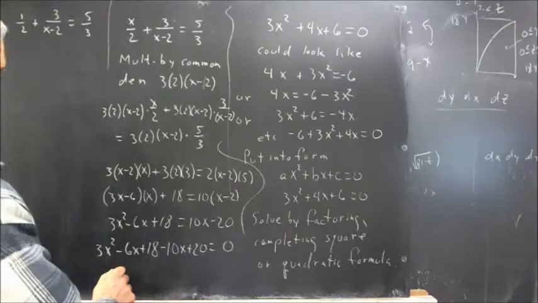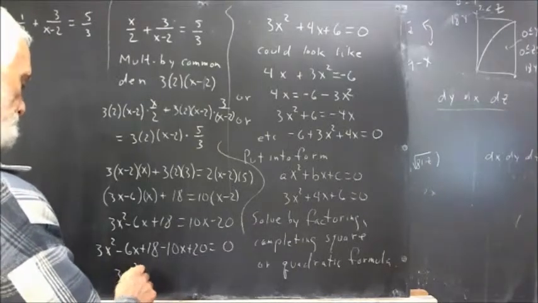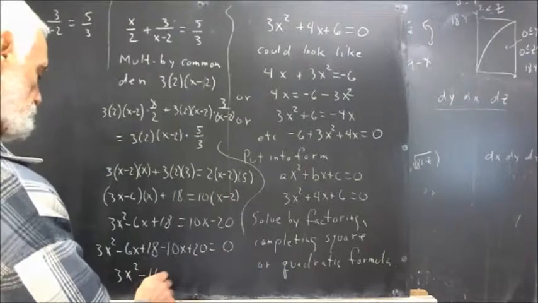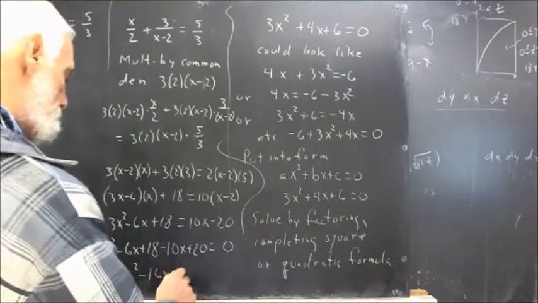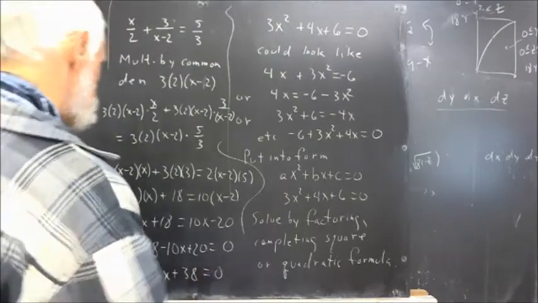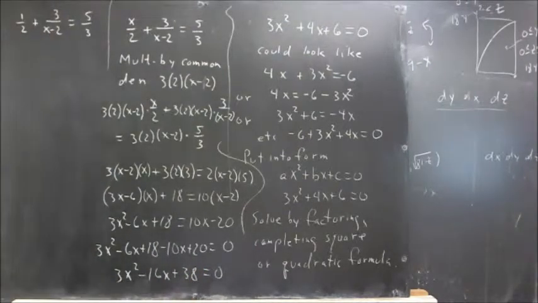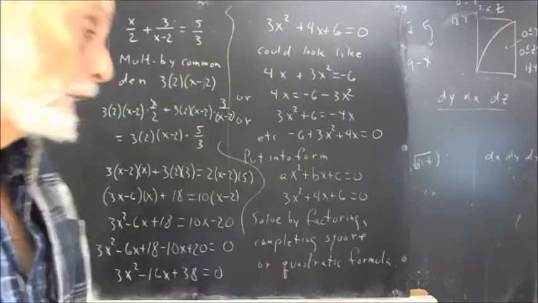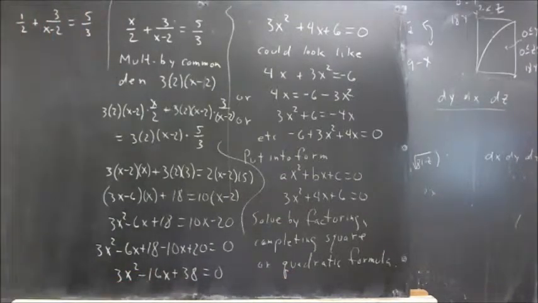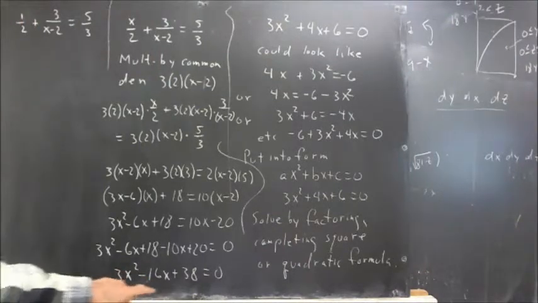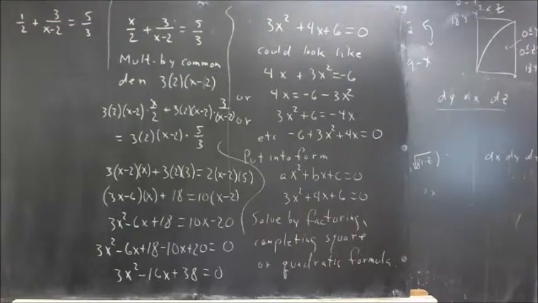Now we simplify this and we get 3x squared minus 6x minus 10x is minus 16x. 18 and 20 is 38. Now we have this in standard form of a quadratic, and we can use the quadratic formula, which we're probably going to need. If we try to factor 38, it's 19 times 2, and that's the best we can do. And I don't think that 19 and 2 is going to combine with the 3 to give us a negative 16. You could try it. So we would probably go with the quadratic formula and get our solution.